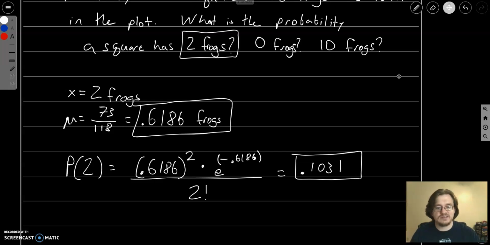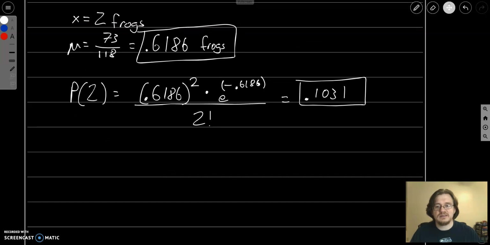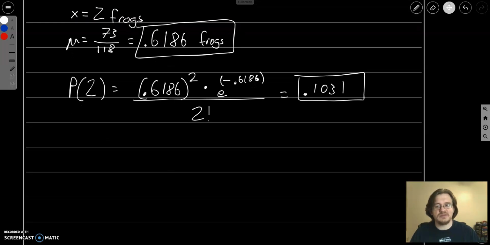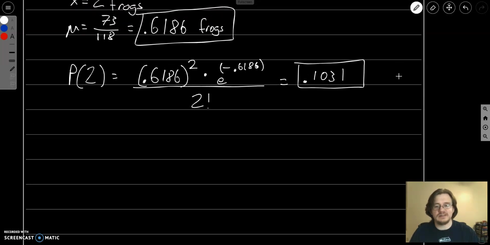So here, the probability of finding exactly 2 frogs in any square is going to be about 10%. So you'd expect that 10% of the time, if you checked a square, there'd be 2 frogs. Let's find the probability that there are 0 frogs. So again, the mean doesn't change. The average number of frogs in a square is always just going to be about 0.6.